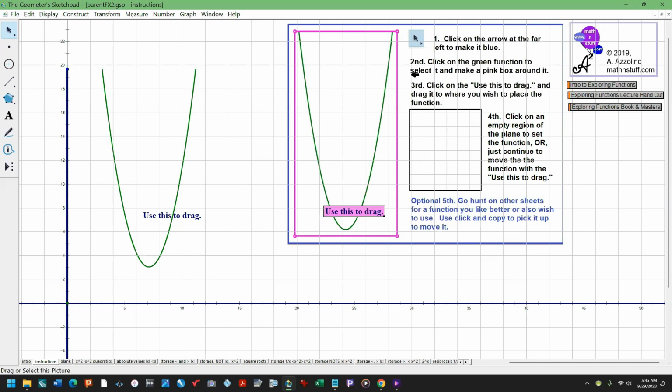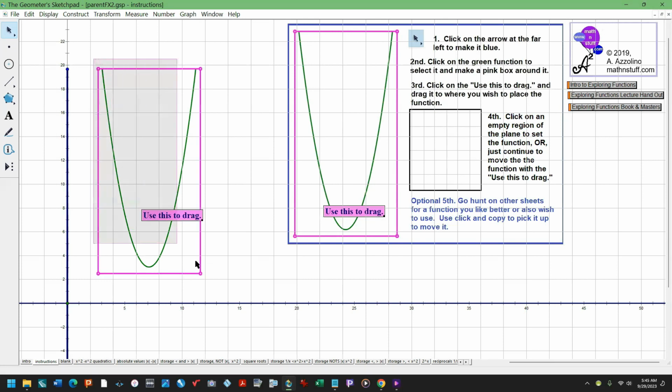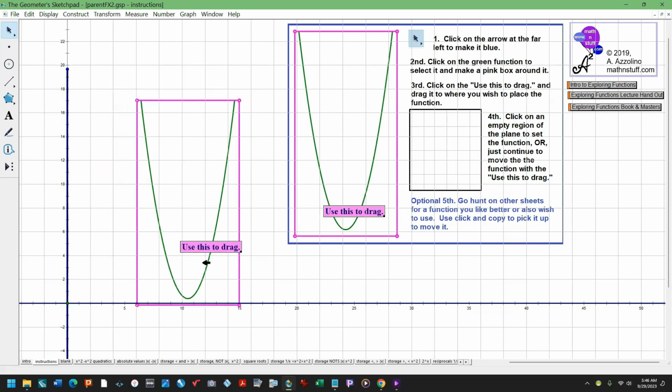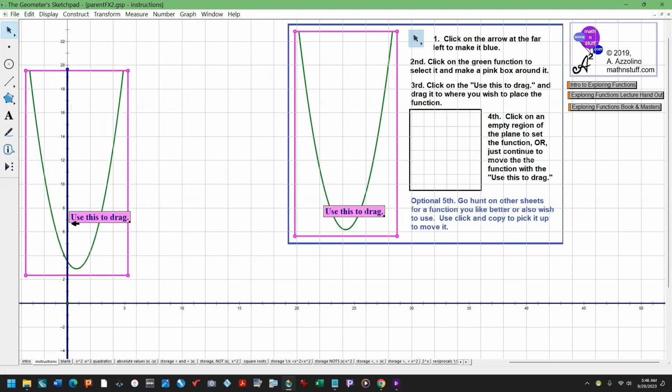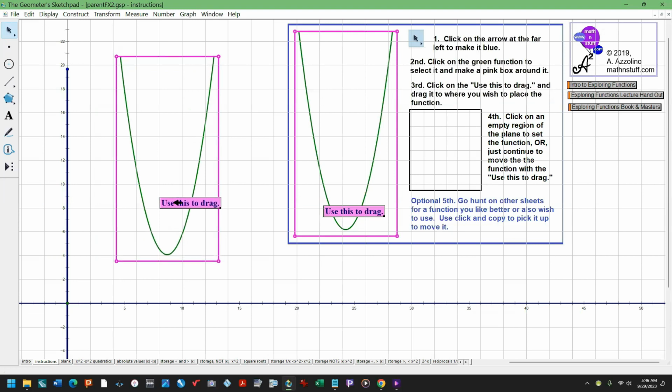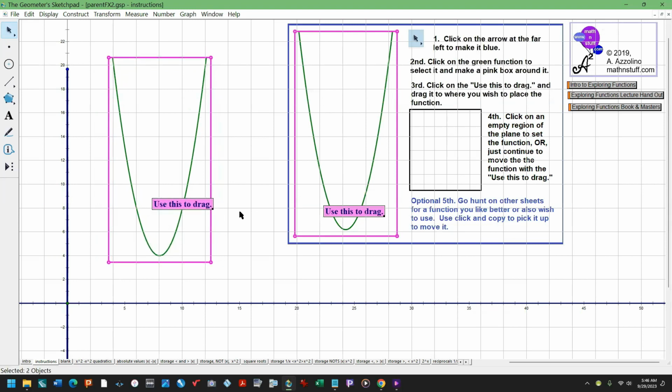Click on the green function to select it and make a pink box around it. So I'm going to click on it. I made a pink box around it. Notice it also highlighted use this to drag. So watch me drag. I can put it anywhere I want. Translate anything I want.